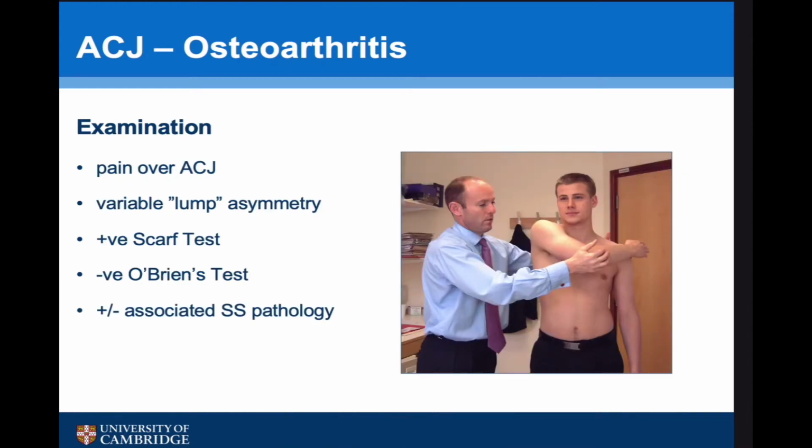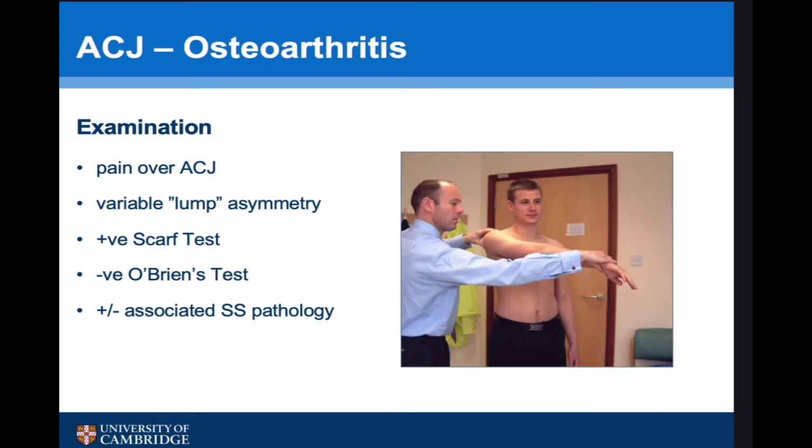On examination, patients have pain specifically over the AC joint on palpation and a variable lump with asymmetry. They have a positive scarf test, which is a cross-body adduction test where you're really compressing the AC joint. It's important to differentiate this from the O'Brien's test. They have a negative O'Brien's test. So the O'Brien's test is really looking for labral pathology.